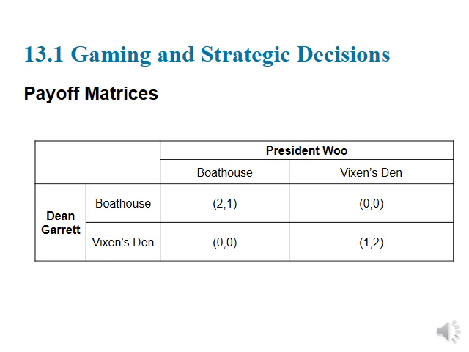In this game, we have two players. We've got Dean Garrett and we've got President Wu. And again, this is a game, we're talking about strategic decisions. Their payoffs depend on the behavior of one another. So let's describe this game.